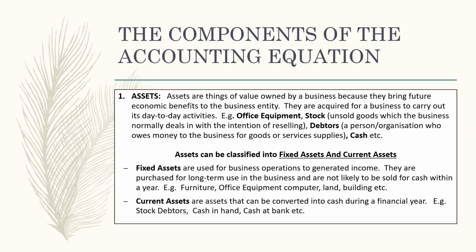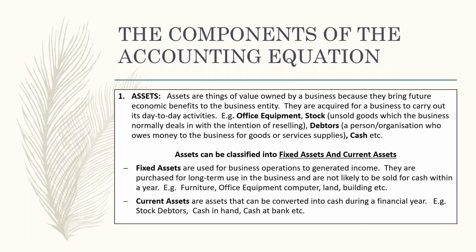They are acquired for a business to carry out its day-to-day activities. So that's what assets are. They are acquired to carry out day-to-day activities. Examples of assets, I have given you some here. Office equipment. When you think of office equipment, think of furniture, the computer, the computer table, the filing cabinet. All of those are office equipment.